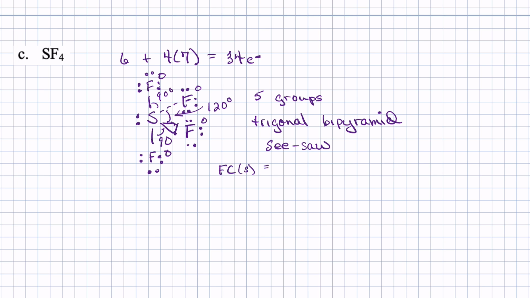Sulfur is in the same group as oxygen. It's got 6 valence electrons, all right? It's got 2 non-bonding electrons, and it's got 4 bonds, so it's got a formal charge of 0. So all of the atoms in this molecule also have formal charges 0. Again, no multiple bonds here, no resonance structures in this particular circumstance.